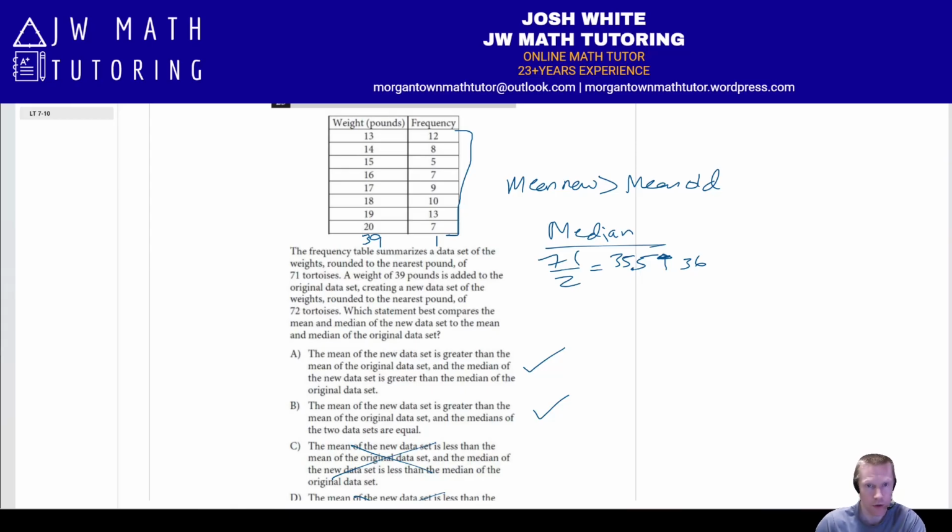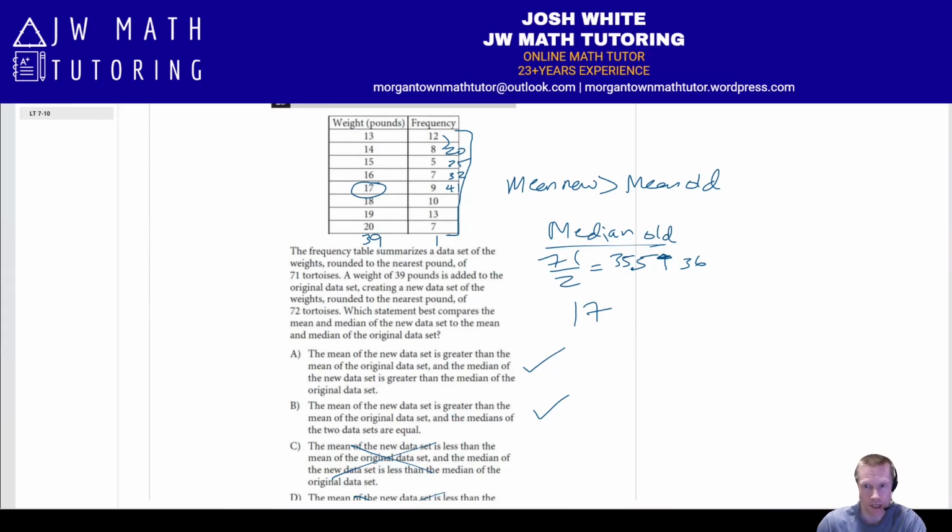So in other words, we're going to go down the frequency column and continue until we get to or past 36. So what I mean by that is 12 plus 8 is 20, and I'm just doing this like a cumulative frequency. 20 and 5 is 25. 25 and 7 is 32. 32 and 9 is 41. So the 36th value is basically a 17-pound tortoise, okay? So the median for the original is 17.